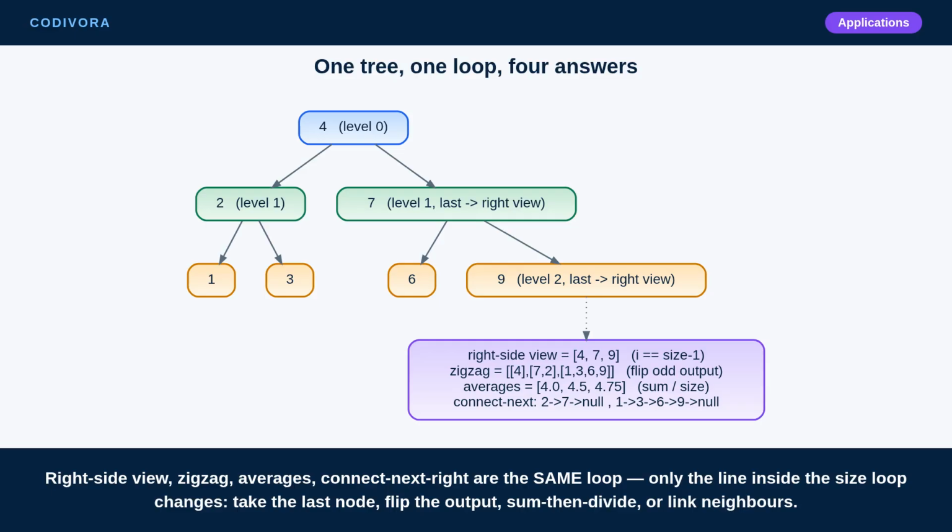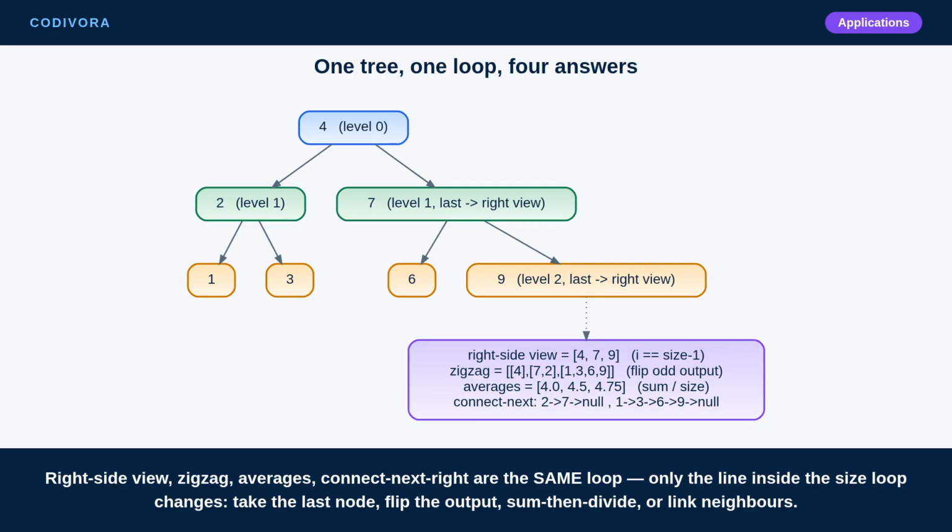Now watch four classic problems on one tree. Root 4, children 2 and 7, leaves 1, 3, 6, 9. Right side view: keep the last node polled each level, for 4, 7, 9. Zigzag: the queue order is sacred, so you flip the output list on odd levels, giving 4, then 7, 2, then 1, 3, 6, 9. Level averages: sum inside the size loop and divide by the size. 4, 4.5, 4.75.